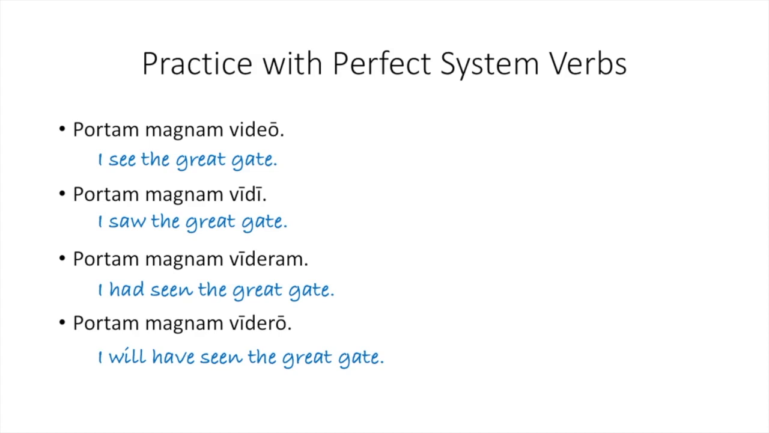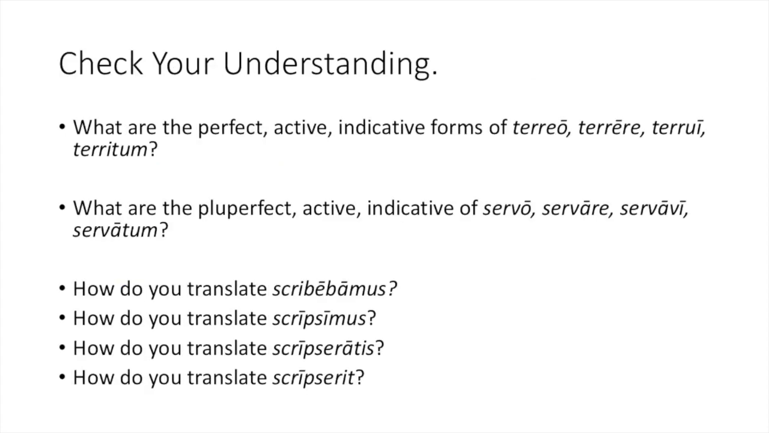Now that we have figured out this new system of verbs, let's check our understanding. And to do that, I'd like you to conjugate these two verbs, terere and servare, in the perfect and pluperfect tenses, and then practice translating a few forms of the verb scribo, scribere. Once you've done that, please call me over. I'll check your work and then tell you your next steps.